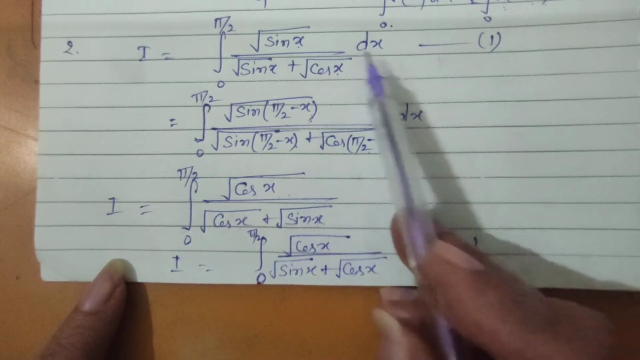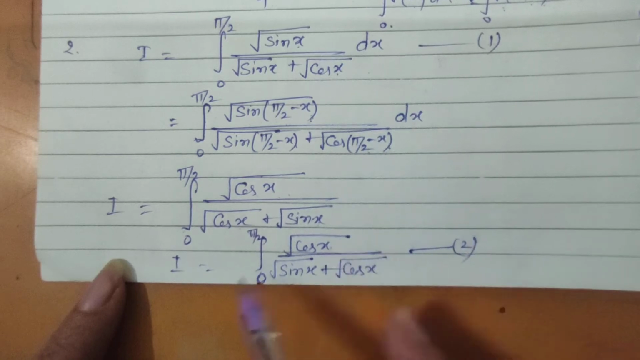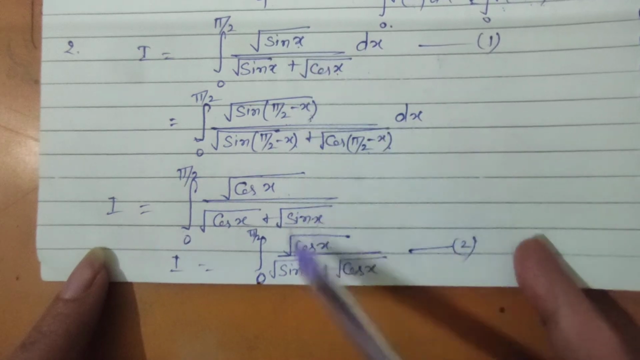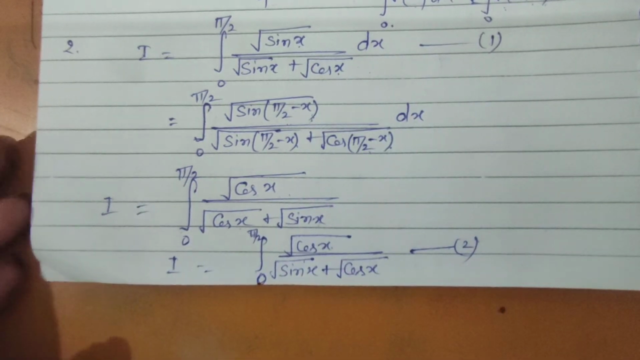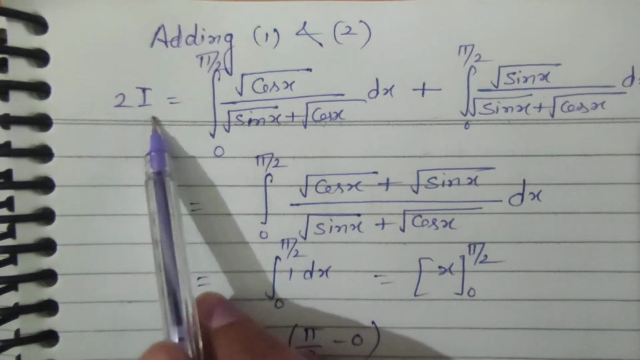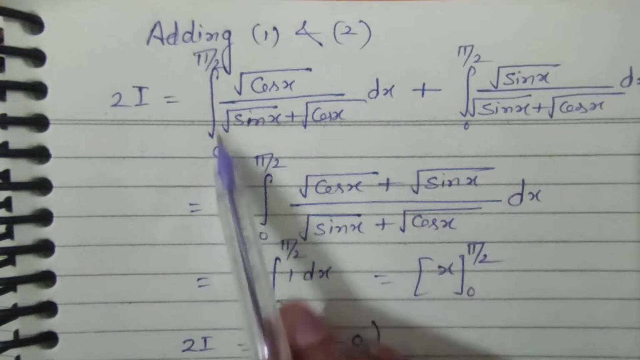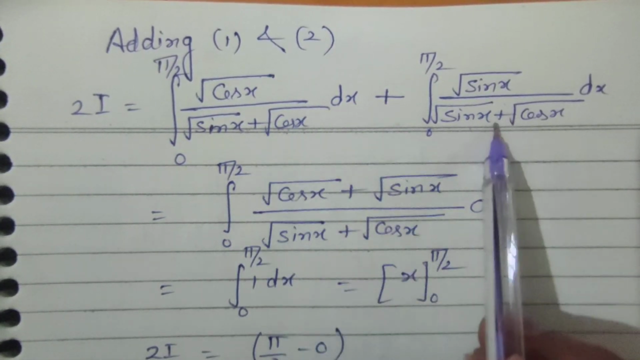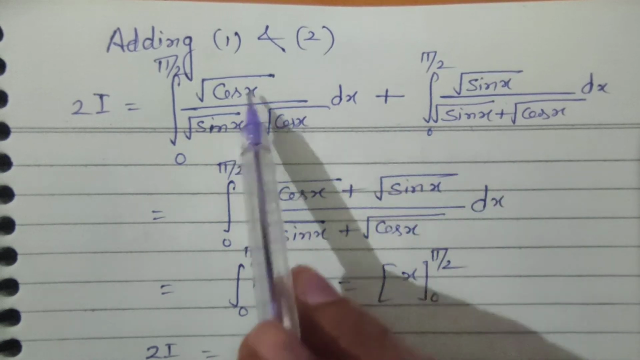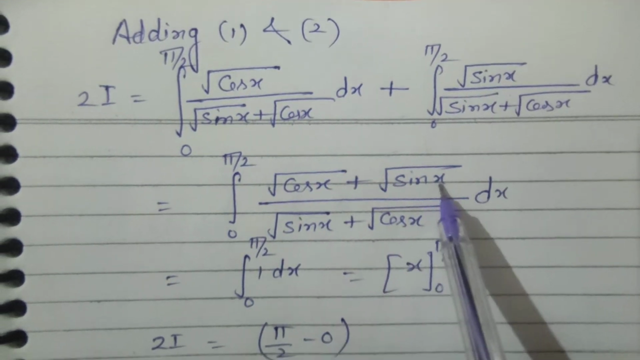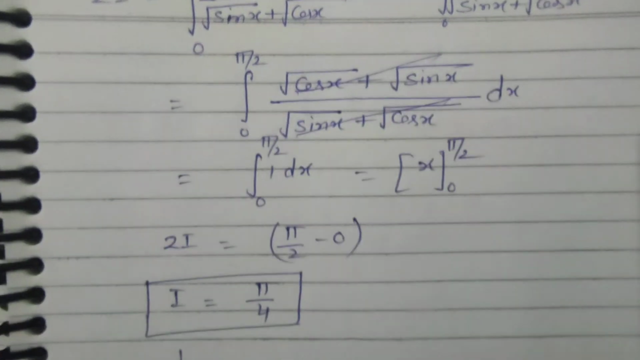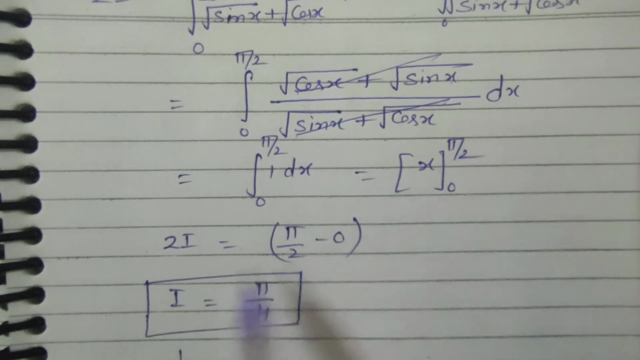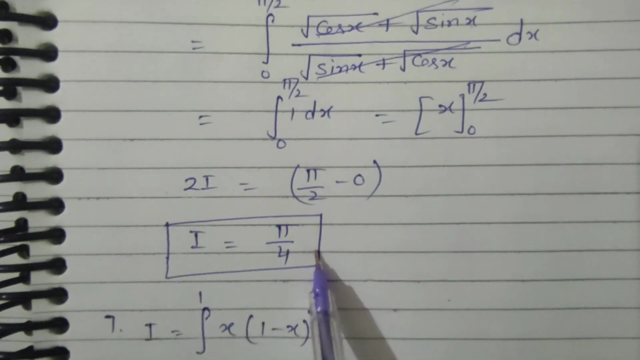So look at first and second. Adding first and second, the limit is the same. I plus I is 2I, the left hand side will be 2I. Right hand side, we will add the right hand sides. Then we will get, look at this, I plus I is 2I. This is the right hand side. We will add this, the limit is the same. Look at this denominator. The denominator is the same, so we will take the LCM. It is root cos x plus root sin x. Then we will get this. Root cos x plus root sin x cancels with this. So it is 1. The integration of 1 is x, limit is 0 to pi by 2. After solving this, we will get the value of I.